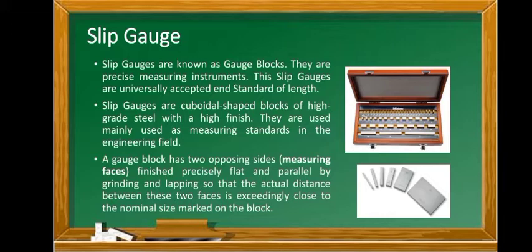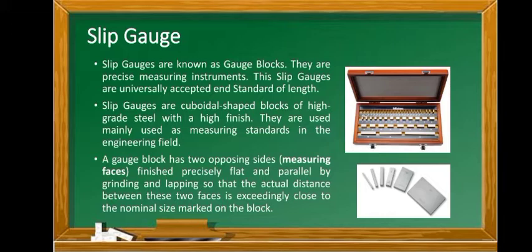Actually, there are two kinds of length standard: the line standards and the end standards. For line standards, an example is the steel rule. A steel rule is a precisely graduated standard scale. And for end standards, examples are gauge blocks or slip gauges that are used with contact methods of comparison, and gauge blocks are measuring face-based standards.